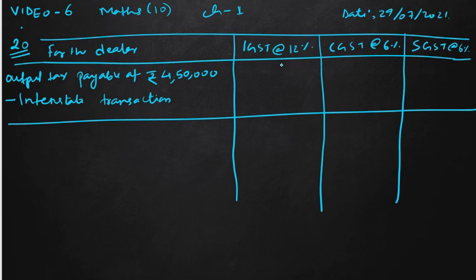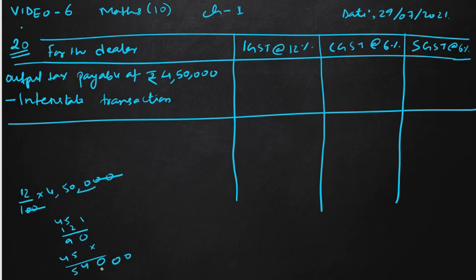So 12% of 4,50,000. 12% means 12 by 100 into 4,50,000. If we calculate, 45 into 12 gives 540, and with two zeros we get 54,000. So this will be 54,000, and there will be no CGST or SGST for this transaction.